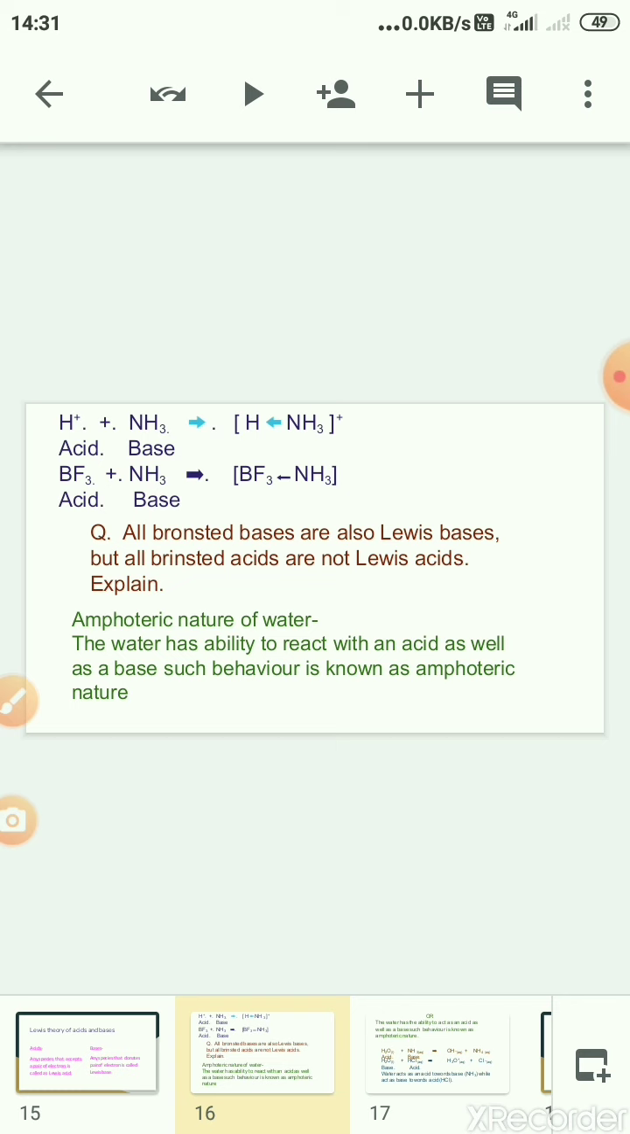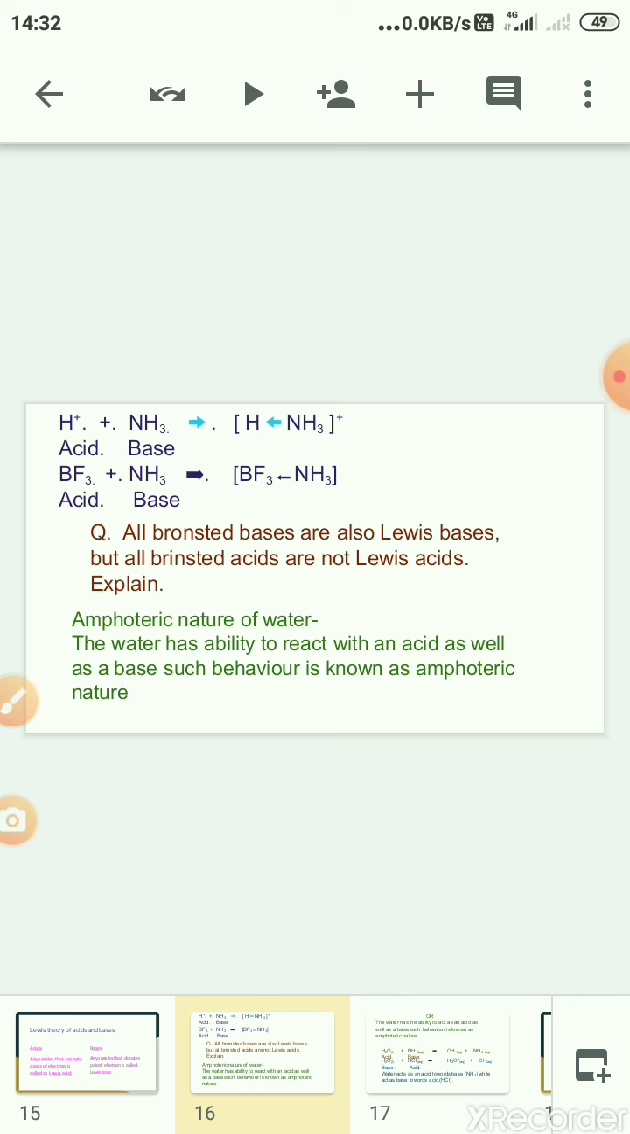In the same way we have to apply the concept for the question. What question is given here? All Bronsted bases are also Lewis bases, but all Bronsted acids are not Lewis acids. That means the definitions of bases as per Bronsted as well as Lewis are the same, but according to Bronsted-Lowry theory and Lewis theory, acids are different. Now see what bases are according to Bronsted theory. The base is a substance that accepts an H plus ion.